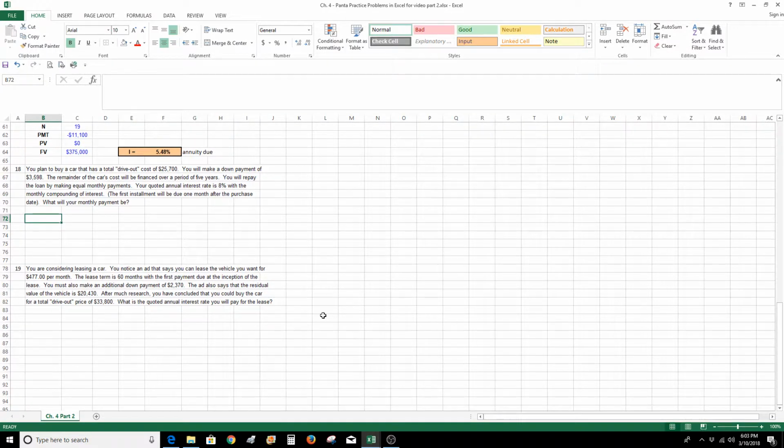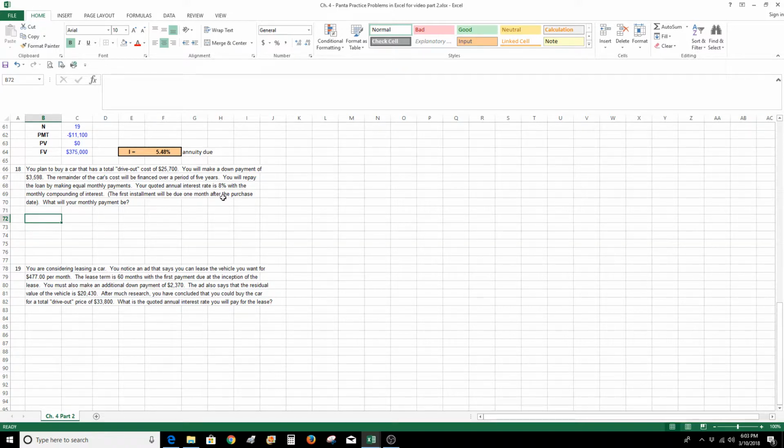Okay, number 18. You plan to buy a car that has a total drive-out cost of $25,700. You will make a down payment of $35.98. The remainder of the car's cost will be financed over a period of 5 years. You will repay the loan by making equal monthly payments. Your quoted annual interest rate is 8% with the monthly compounding of interest. The first installment will be due 1 month after the purchase date. What will your monthly payment be?